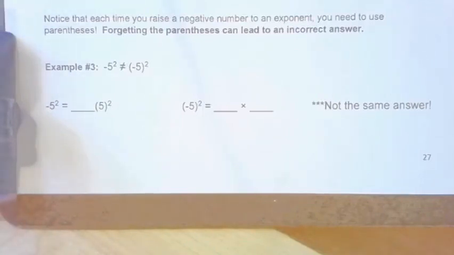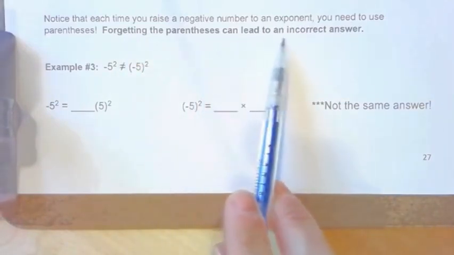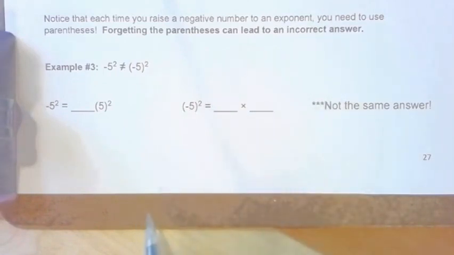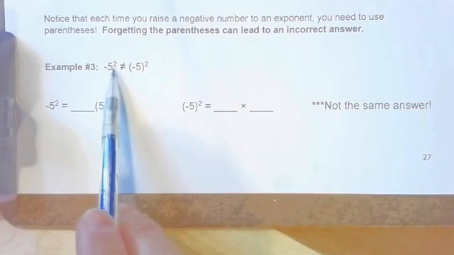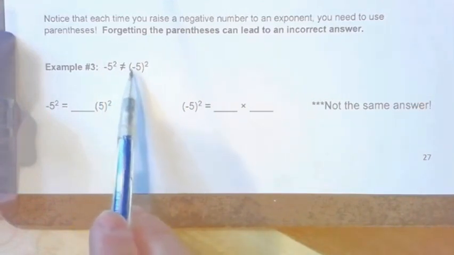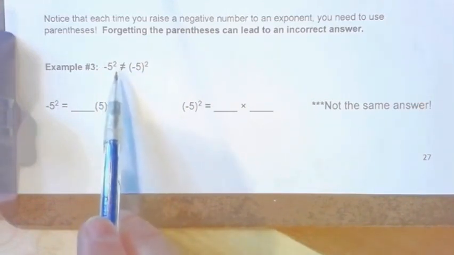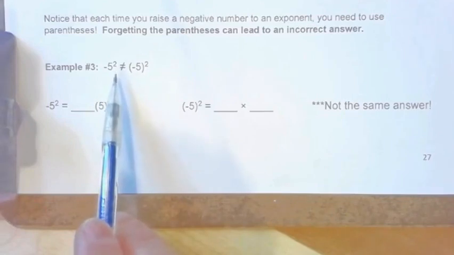In each of our previous examples, every time that we had a negative number being raised to an exponent, we needed to use parentheses in that example. Forgetting the parentheses can lead to an incorrect answer. For example, if you have -5 not in parentheses squared and -5 in parentheses squared, these will actually not give you the same result.